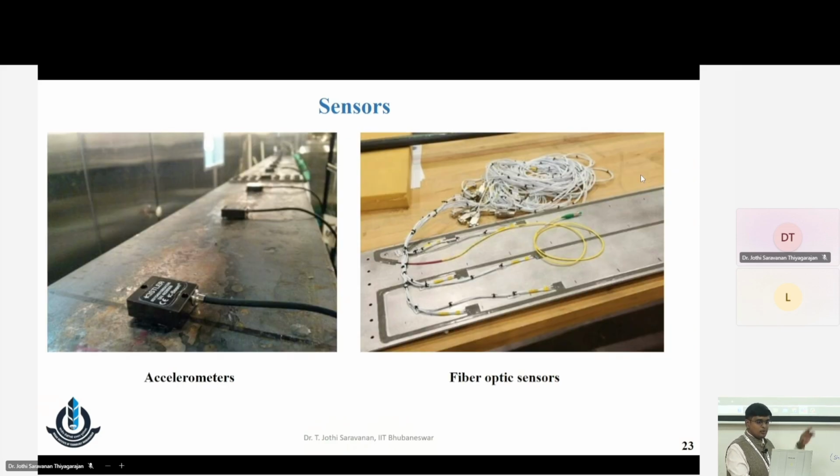These are accelerometers. I hope you are aware of accelerometers. This was the fiber optic sensor which I was mentioning. You can stick it wherever you want throughout the system so that you can understand the strain profile. That's the advantage of it. The only problem is that too much wire is involved, and you need to go and stick it.